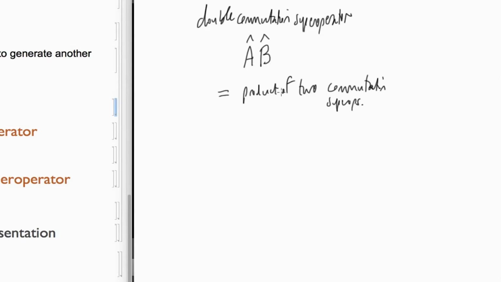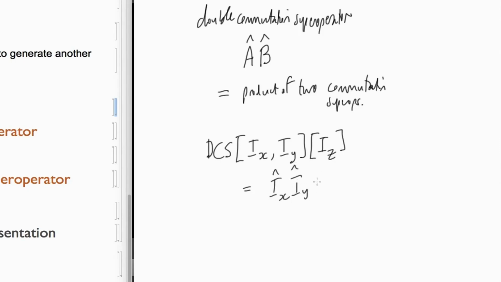So let's take an example. The double commutation superoperator of, for example, Ix and Iy, when applied to a third operator, Iz, just generates the result of applying two commutation superoperators. So the Iy commutation superoperator applied to Iz just generates Iy Iz minus Iz Iy.